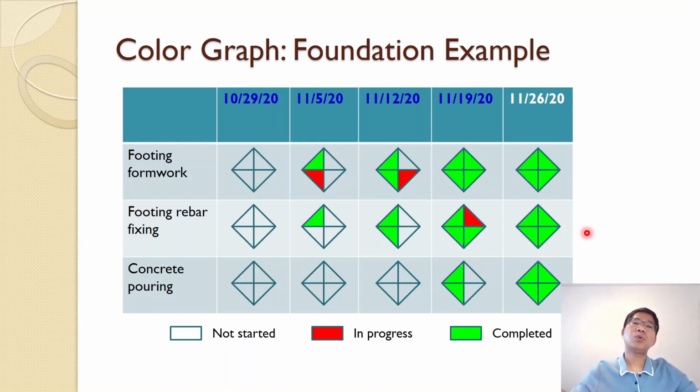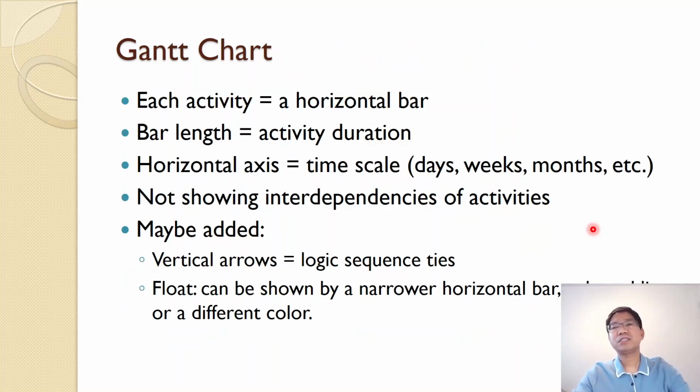So that is an easy way to convey your plan to the general public or to people that have no background in project scheduling. That is the color graph. The next simple method is called the Gantt chart, or bar chart. Each activity is represented by a horizontal bar, and the bar length is the activity duration, so it is scaled to the duration. The horizontal axis is the time scale, which can be days, weeks, or months, depending on how long the project is, so you can set it accordingly.